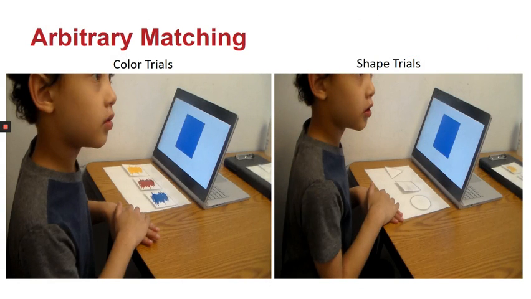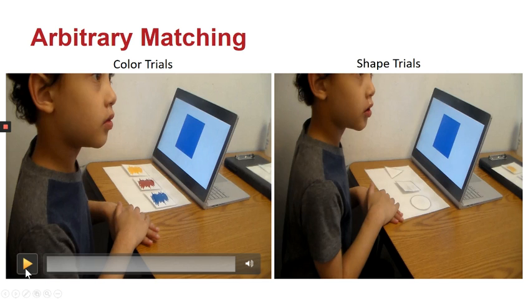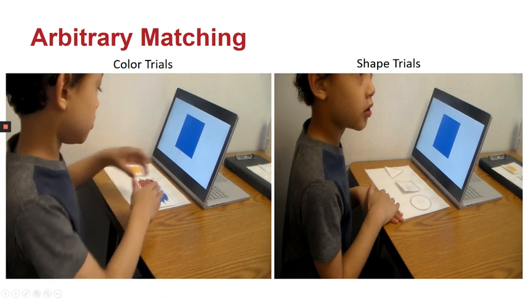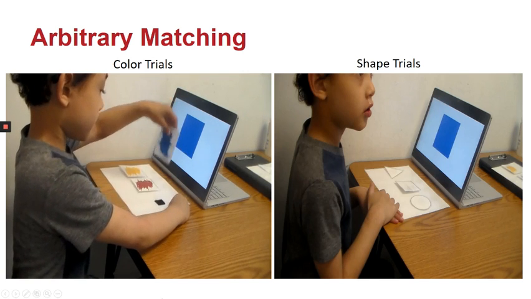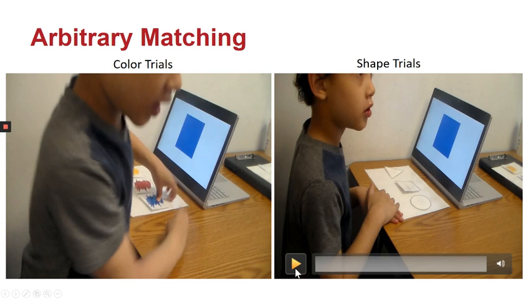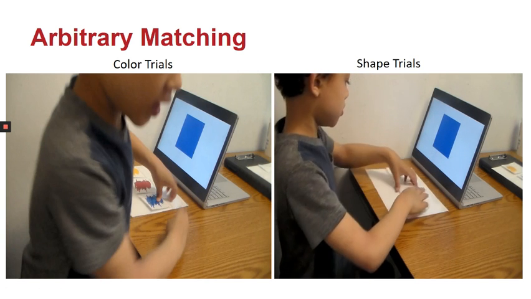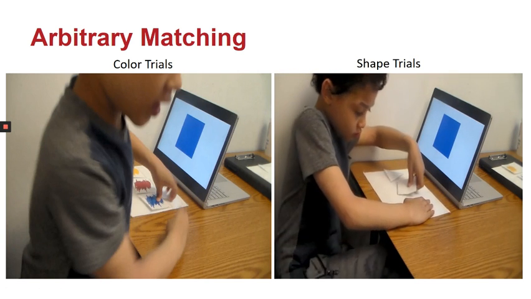This is what the trials look like for the arbitrary or non-identity matching for the color trials. Match. You did it, dude. And this is what that looked like for the shape trials. Match. Nice job, you got it.